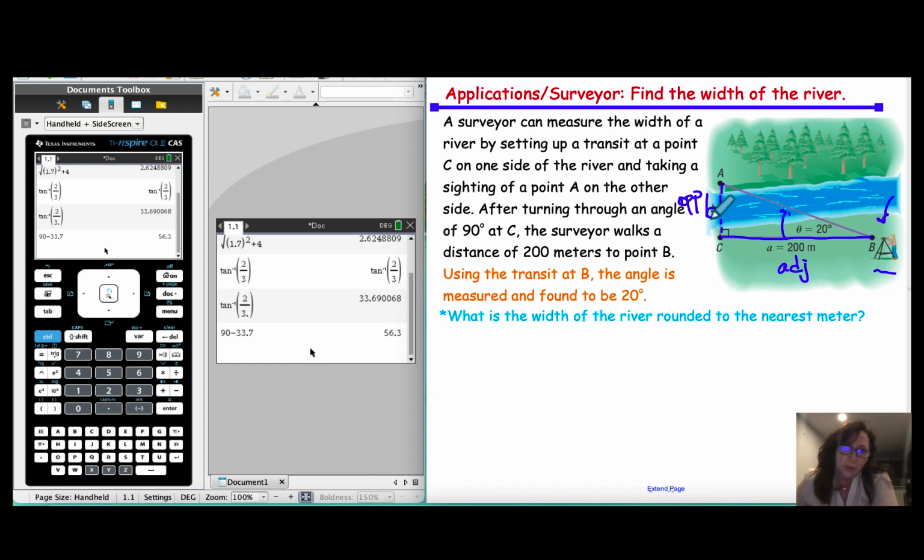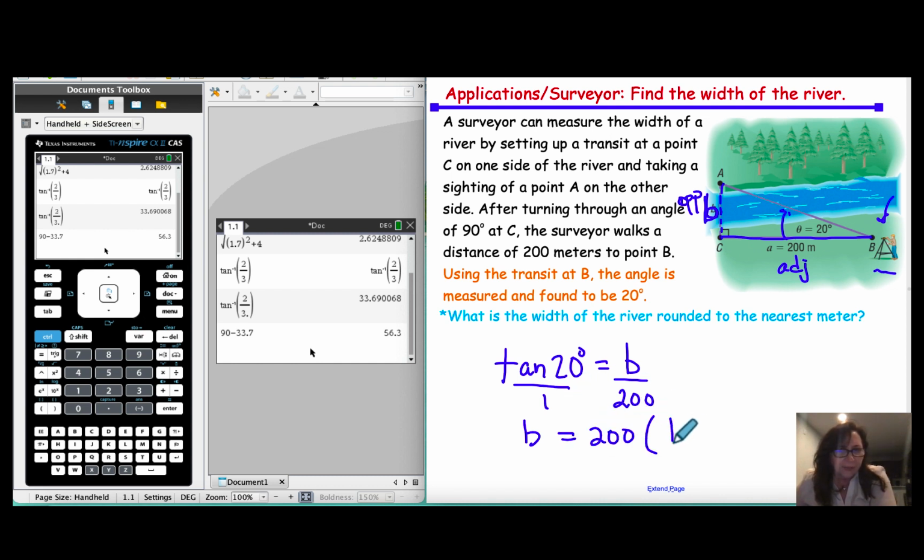And so in order to find this opposite side, which is B, we're going to say, again, what uses opposite and adjacent? That's tangent. So we're going to say tangent of our angle, which is 20 degrees, is equal to the opposite side over the adjacent side, which is 200. And then we're just going to cross multiply, and we're going to say B times 1 is B, and this is equal to 200 times tangent of 20 degrees.